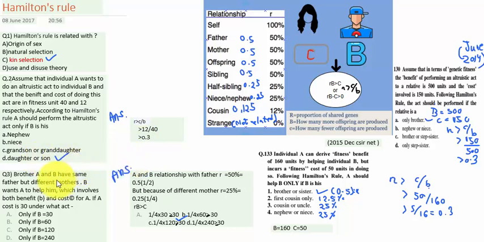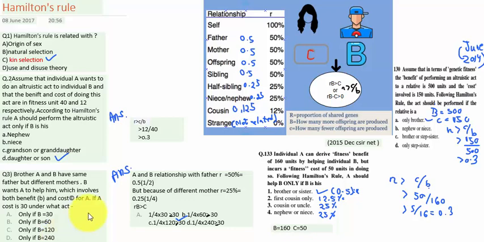Next is brother. A and B have the same father but different mothers. B wants A to help him, which involves both benefit B and cost C for A. If A's cost is 30, under what condition will A act: only if B is equal to 30, only if B is equal to 60, only if B is equal to 120, or if B is equal to 240?